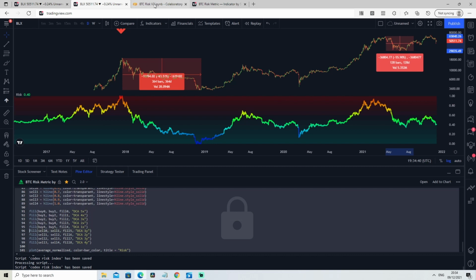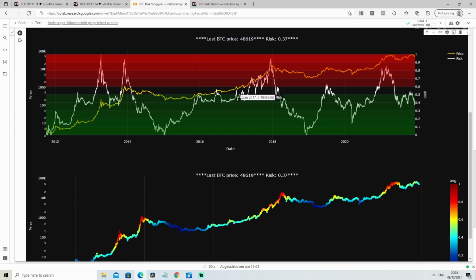Now you can also access this chart on Google Colab. One thing you have to note is that the price and the risk aren't updated. You'll probably find 58,000 US dollars and a risk of 0.42, but all you have to do is run this code manually and it will be updated. Now the price is at around 48,000 US dollars, give or take, and Bitcoin has a risk of 0.37, which according to our strategy means that now is a good time to accumulate and to jump in.